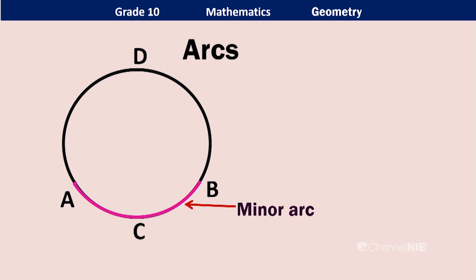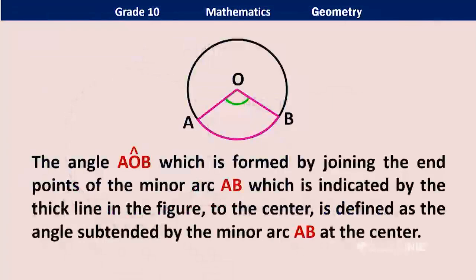ACB is the minor arc because it is the smaller one, and ADB is the major arc because it is the much greater one. So, I have got two arcs now. ACB, that is the minor arc, and ADB, that is the major arc. Right. Now, have a look at this. Now, I have got 2 points on the circle, A and B. Right. Once again, A and B are the two endpoints of the minor arc.